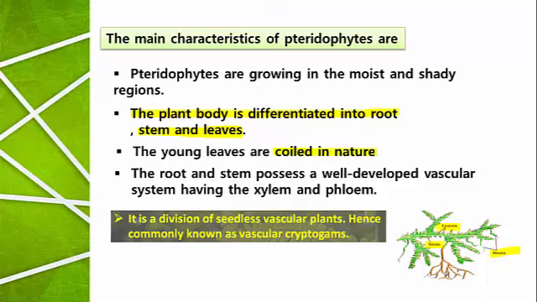Then the young leaves show coiled nature. This is another interesting character in pteridophytes. The young leaves, which are in growing condition, show coiled nature. It is called circinate vernation, not venation. There is a difference between circinate vernation and venation. I am using the term circinate vernation. Let me show what circinate vernation is and how the young leaves are coiled or folded in nature.